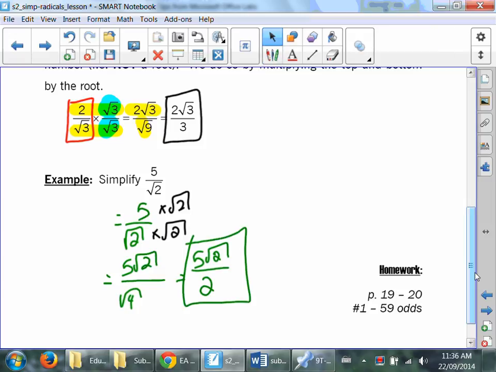Your homework will be coming out to you on a sheet of paper. It's pages 19 and 20 from the old grade 10 textbook. You're going to do the odd numbers from 1 to 59, and you'll have a quiz tomorrow.